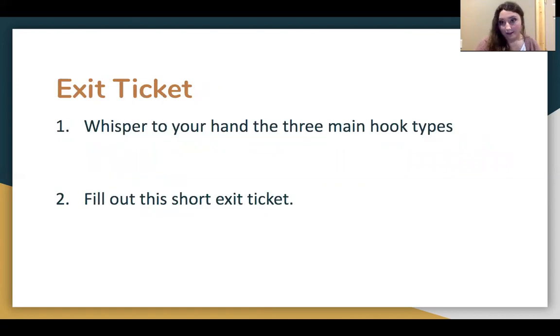Finally, we are to our exit ticket. The very first part of our exit ticket is I would like you to whisper into your hand the 3 main types of hooks. We've mentioned them a lot today, so you guys should remember. So whisper into your hand the 3 main types of hooks. Hopefully you guys said question, metaphor or simile, and an interesting fact hook.